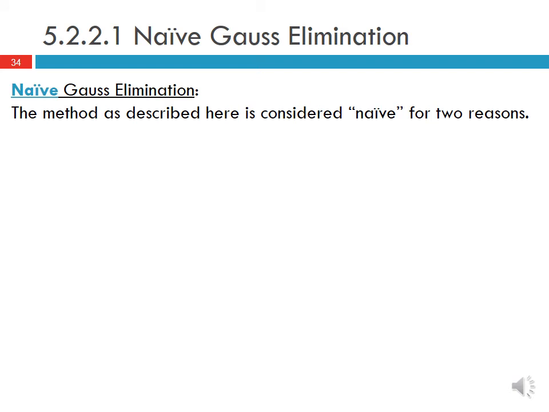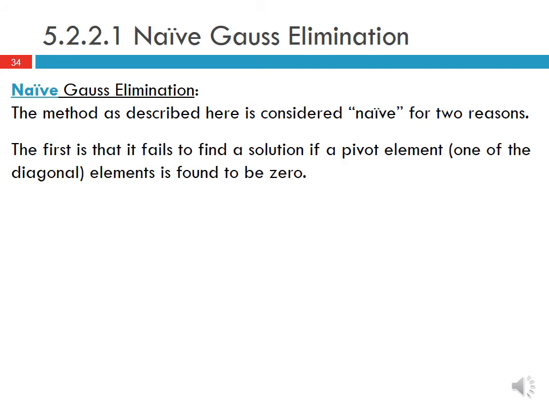So this method we've been calling the naive Gauss elimination. And so the method that we're describing here is called naive for a couple of reasons. So the first is that it fails to find a solution if a pivot element, or one of the diagonal elements, is found to be 0.